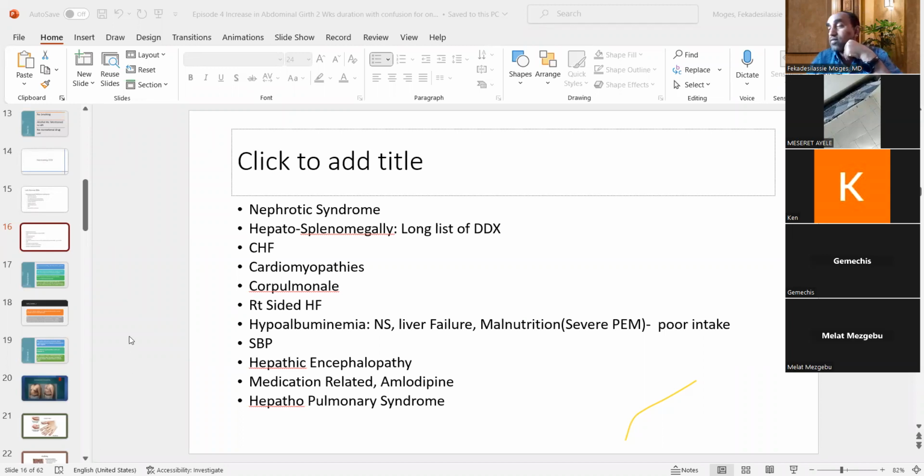What else do you want to check for? Is there any tenderness on palpation? There is no tenderness, no direct or rebound tenderness. What else?